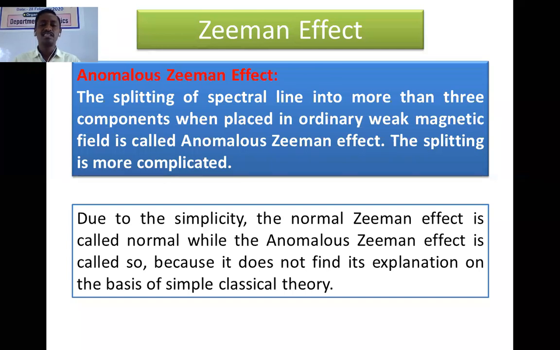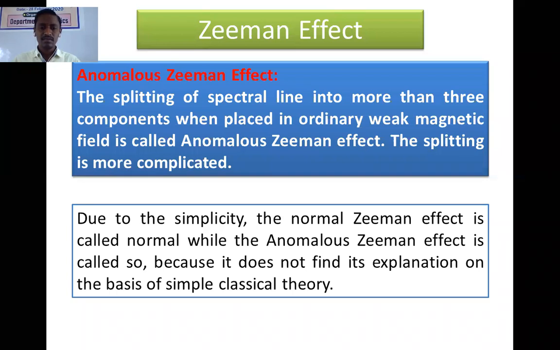So, due to the simplicity of observation and the simplicity of explanation, the normal Zeeman effect is called normal. There is no other reason; it can be explained on the basis of simple classical theory. Therefore the normal Zeeman effect is called normal. The anomalous Zeeman effect is called so because it does not find its explanation on the basis of simple classical theory. For its explanation, we need to use quantum mechanical theory.